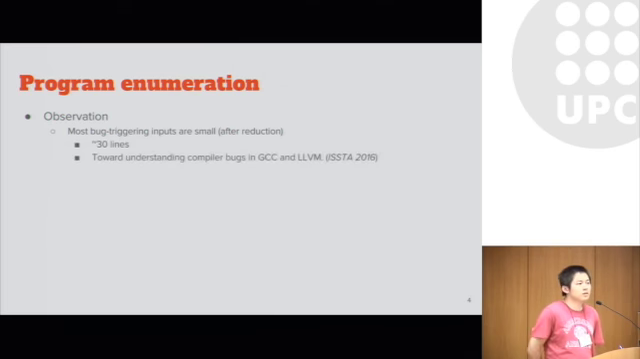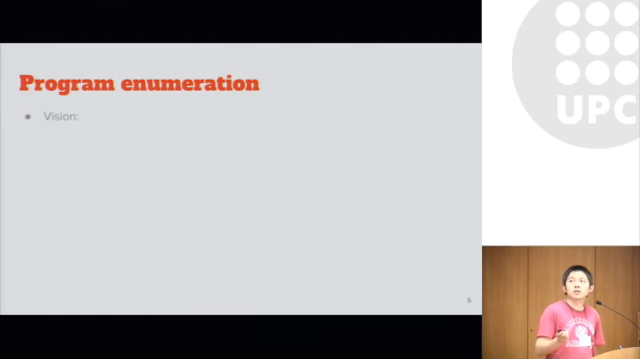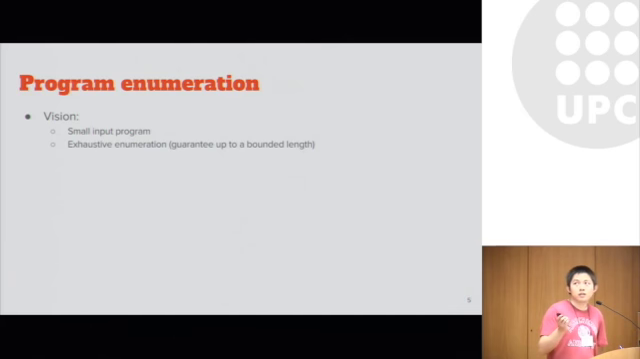According to this large-scale empirical study, on average each bug-triggering program contains about 30 lines of code, which is fairly small. So based on this observation, we have a vision: we want to test compilers using only small programs. But rather than being opportunistic, we want to be exhaustive because the search space is bounded. If we can enumerate programs up to a bounded size, then we are able to verify the correctness of the compiler up to that bounded size. So this is our vision.